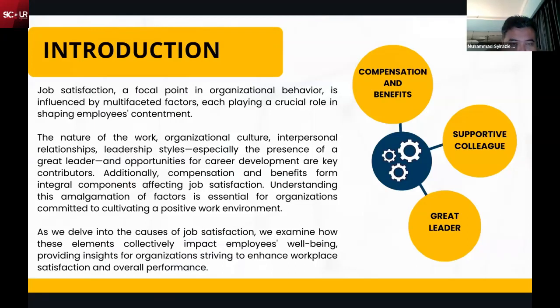It says in the second paragraph that understanding this amalgamation of factors is essential for organizations committed to cultivating a positive work environment. What do you mean by amalgamation of factors?